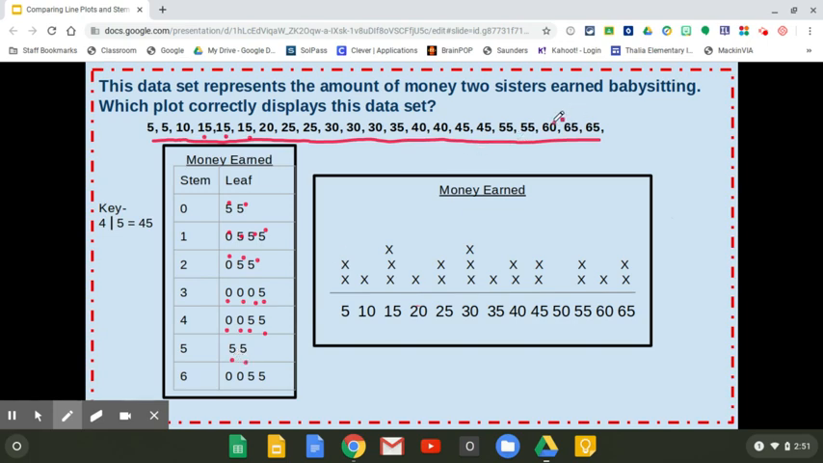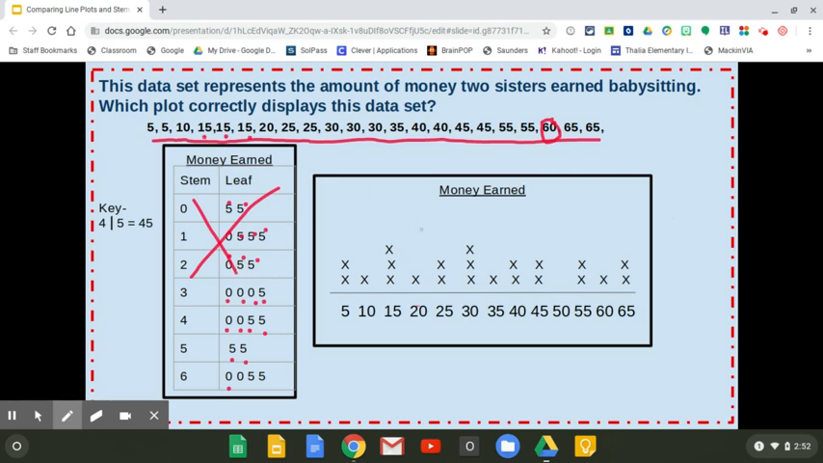Now I'm up to 60. Oops, I see a difference. Our stem and leaf has 2 60s represented. This line of data up top only shows one $60 event. So this one is not accurate. Once I find that one thing that's different, I can eliminate it. I don't need to check anything else. Therefore, this should be working.